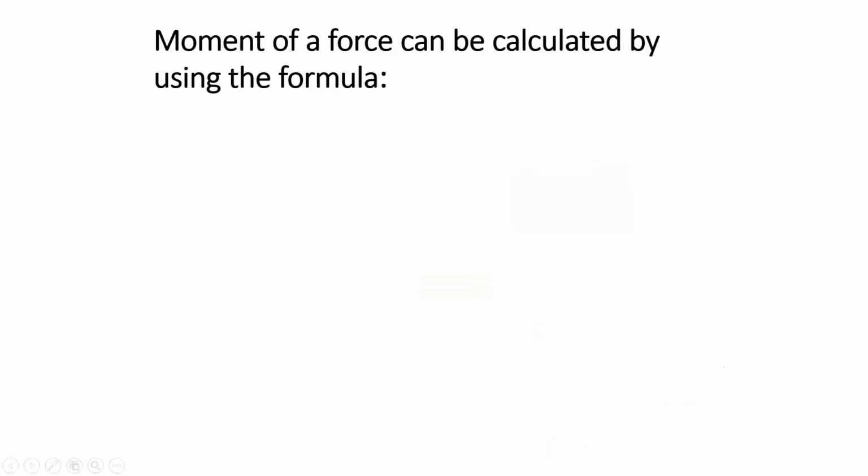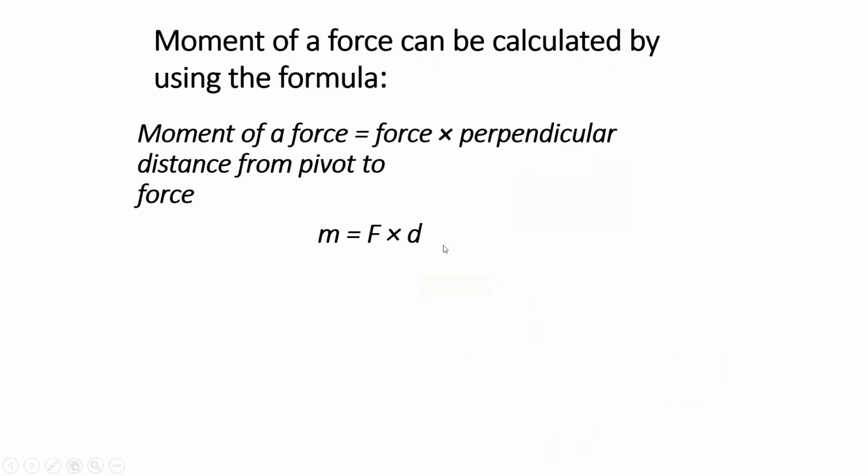If we want to calculate a moment, the formula we use is moment equals force multiplied by perpendicular distance from the pivot. Pivot means the point where the object is fixed. So the region or point where the object is fixed, we call that a pivot.